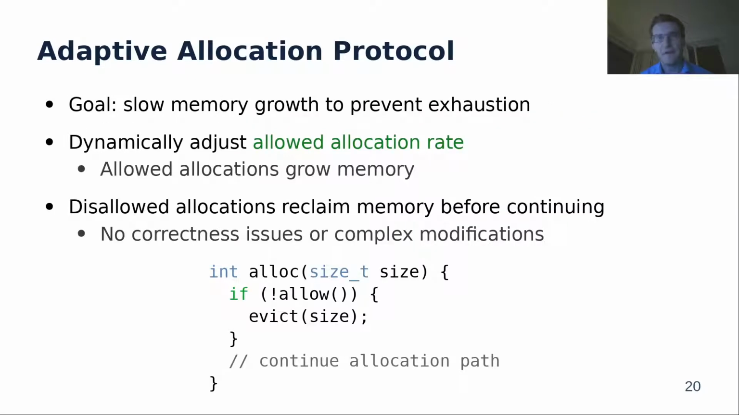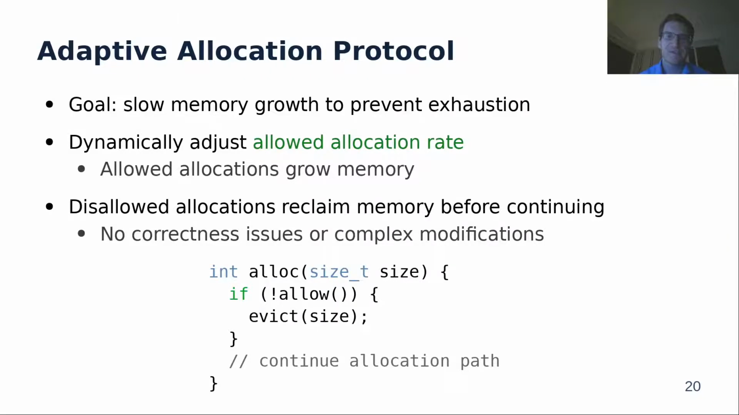Now, let's take a look at the adaptive allocation protocol. The goal of the signal handler was to return memory to the OS, but that is not enough to avoid exhaustion. While memory is being reclaimed and returned, the adaptive allocation protocol must slow down the application's growth. This is done by dynamically adjusting an allowed allocation rate. An allowed allocation is an allocation allowed to grow the application's memory, while a disallowed allocation must first reclaim memory equal to its request before continuing.